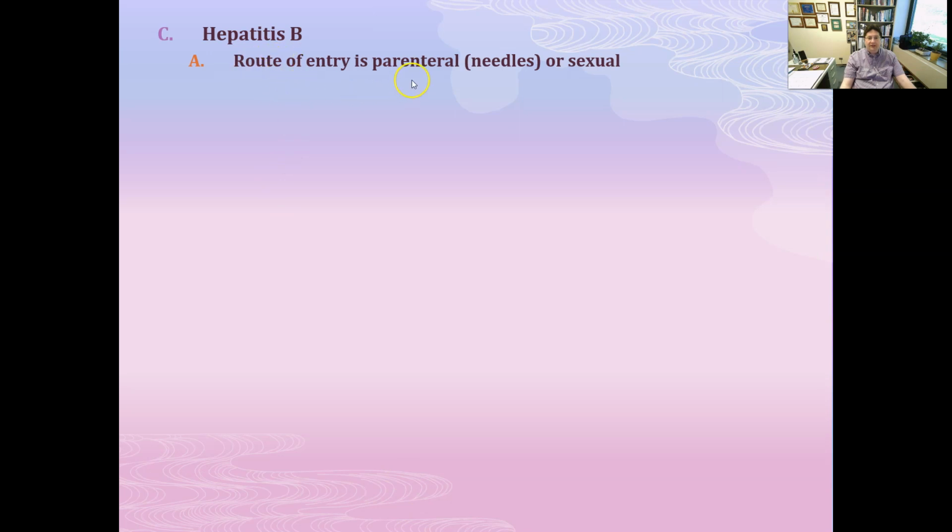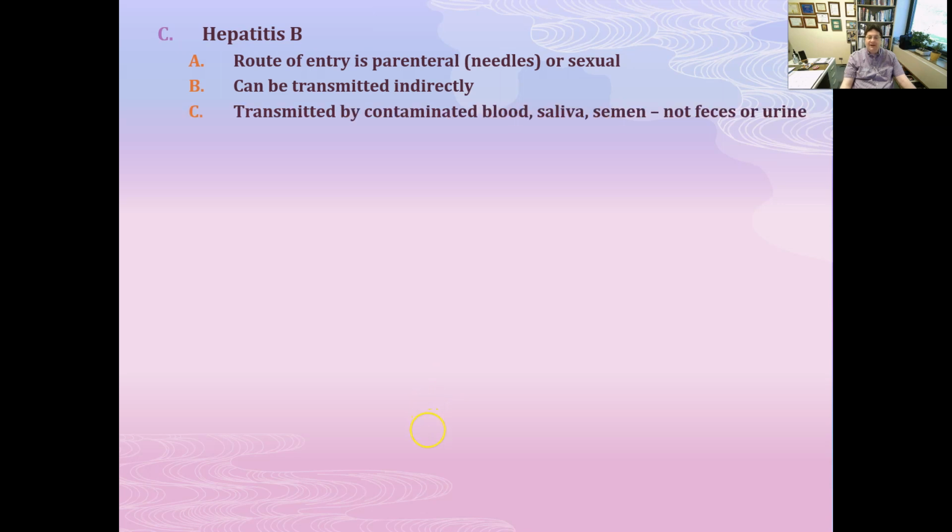The route of entry here is parenteral, typically through needles or sexual contact. It can also be transmitted indirectly, okay? It can be transmitted by contaminated blood, saliva, semen, vaginal secretions, but typically not feces or urine, unlike hepatitis A.